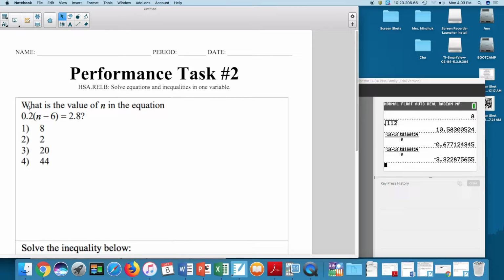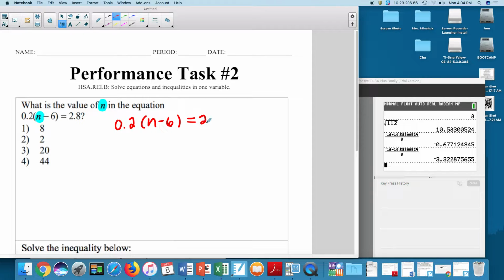Task 2 says, what is the value of n in the equation 0.2 times n minus 6 is equal to 2.8? So when we did this together in class, we tried to work backwards to solve our equation. We're going to try a different method this time by plugging in. What this is saying is, what number can I plug in for n into this equation that will get me 2.8? So our original equation is 0.2 times n minus 6 is equal to 2.8.